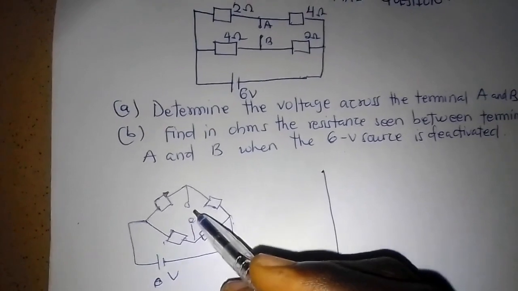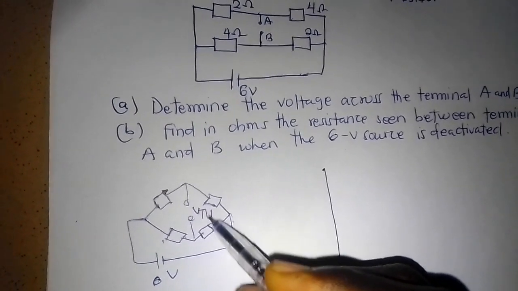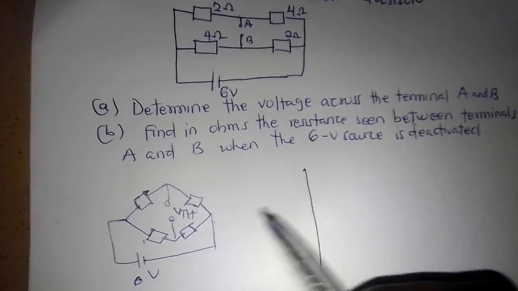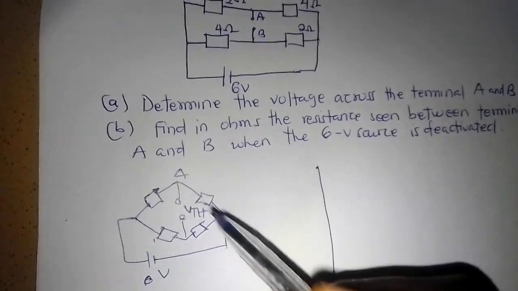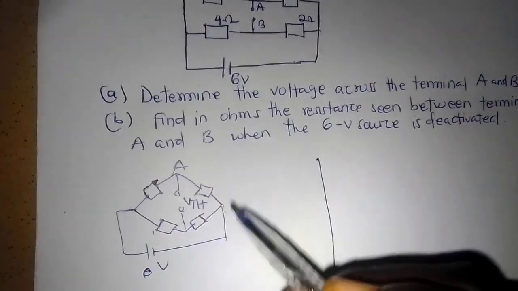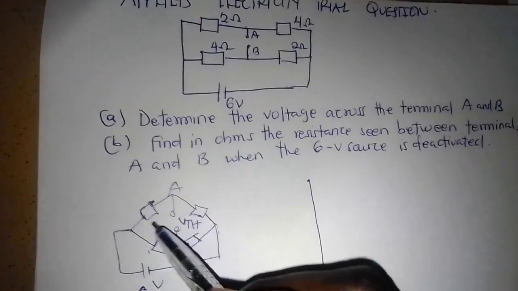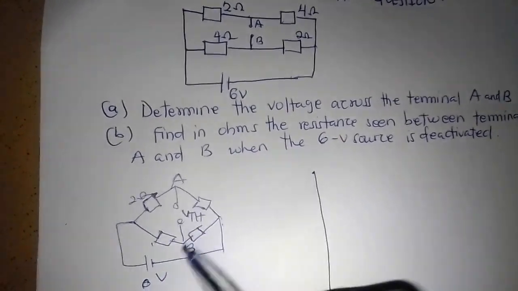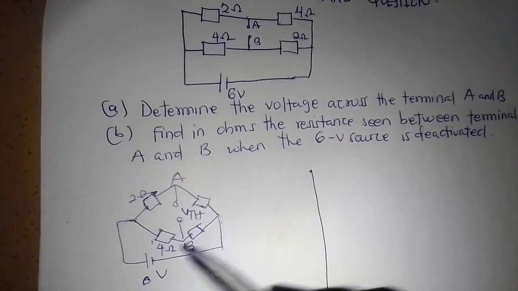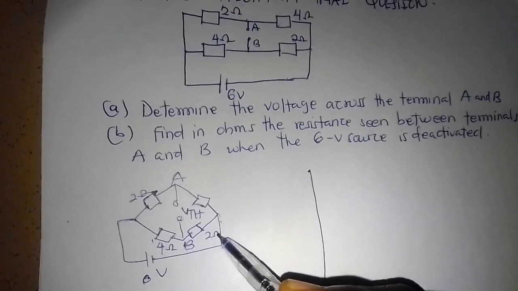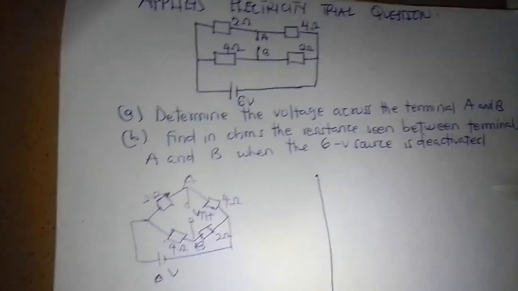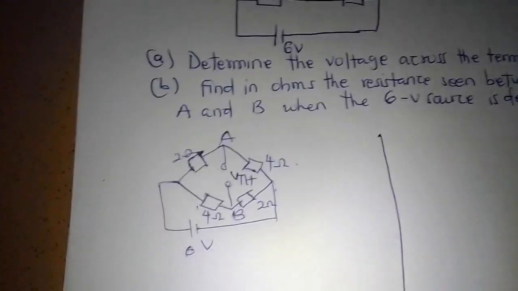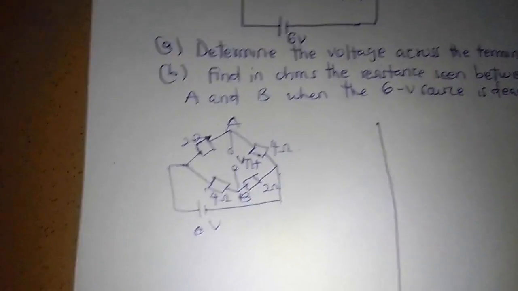So now I'm going to put VTH here, since you are looking for the voltage across A and B. Here will be my A, here will be my B, where I have here to be 2 ohm, here to be 4 ohm, here to be 2 ohm, as well as here as 4 ohm. So once I have this in this form, it becomes clearer and easier to solve.